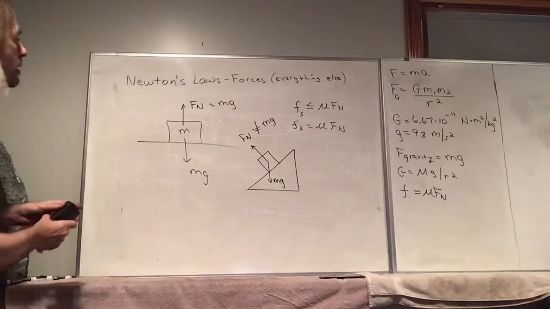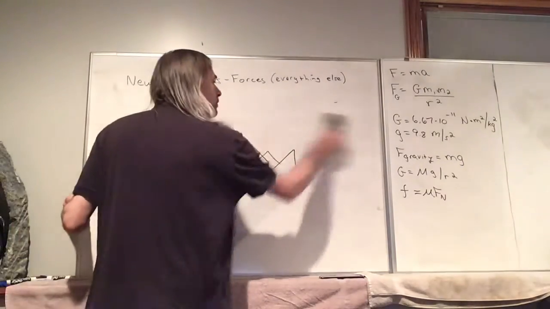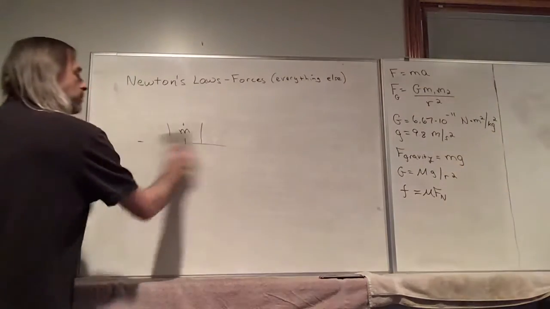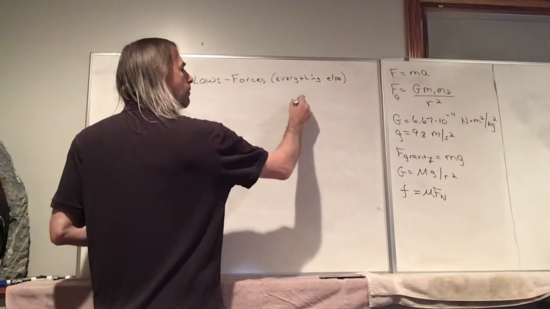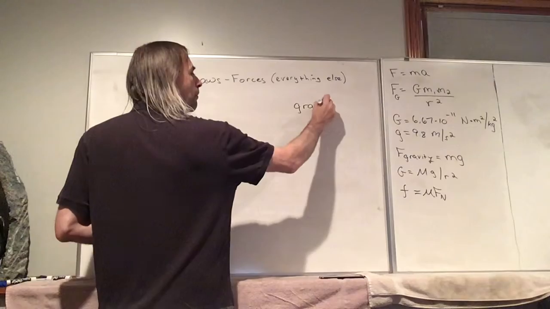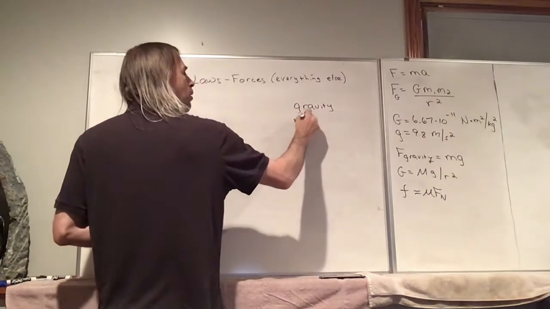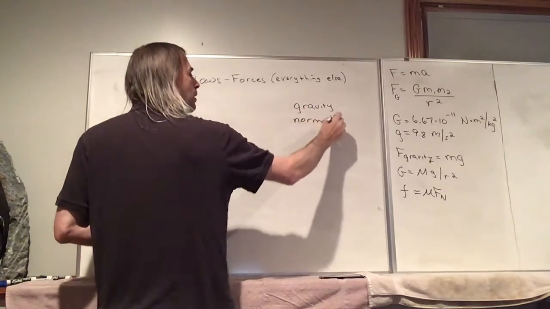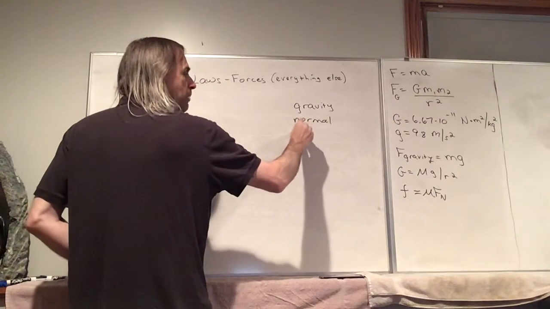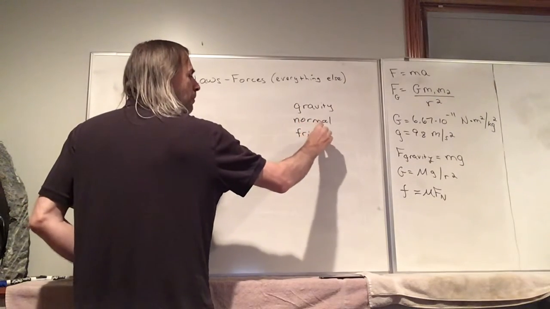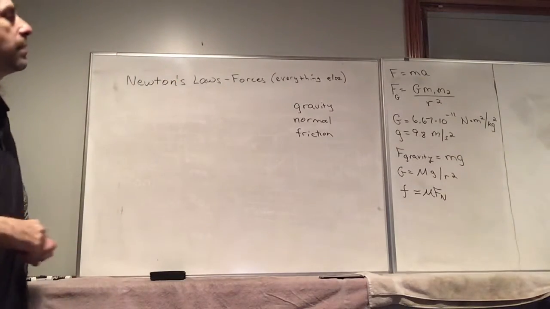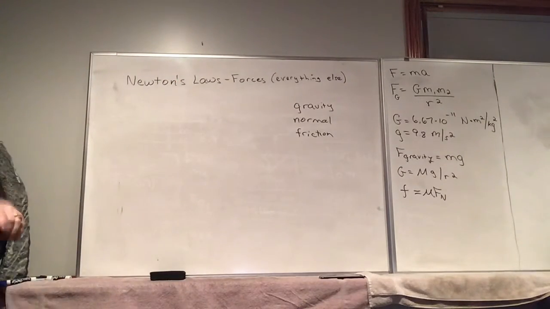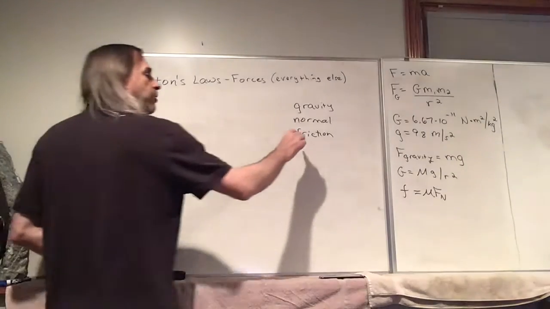All right, so we talked about, let's make a list. We have gravity, normal force, friction, which comes in two types, static and kinetic. I want to talk about another one that's important called tension.